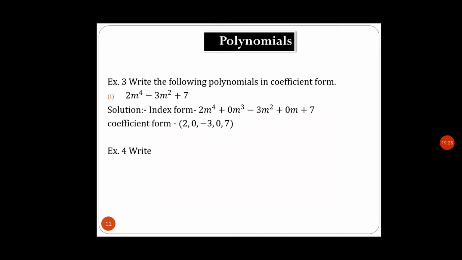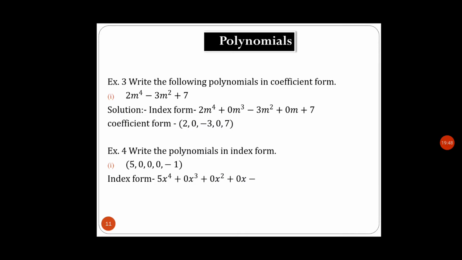Okay. Now the fourth example: write the polynomial in index form. 5, 0, 0, 0, minus 1. Here how many numbers are there? There are 5 numbers. Now the degree of this polynomial is 5 minus 1, which is 4, so we write down here: index form is 5x raised to 4 plus 0x cube plus 0x square plus 0x minus 1. This is the index form of the given polynomial.